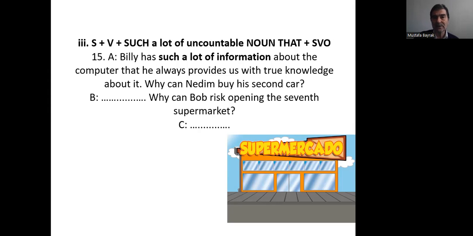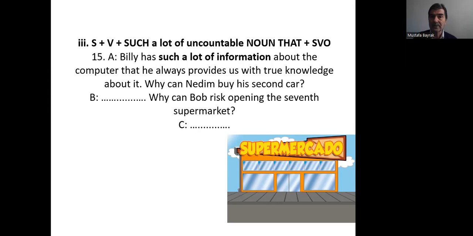Or we can rephrase it like this. Why can Nedim buy his second car? Nedim has such a lot of dollars, or Nedim has such a lot of euros that he can buy his second car.